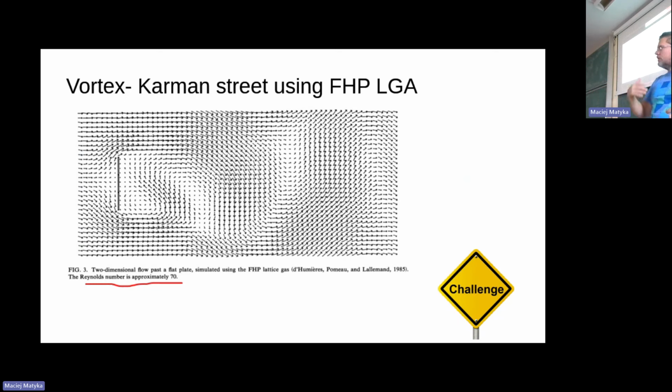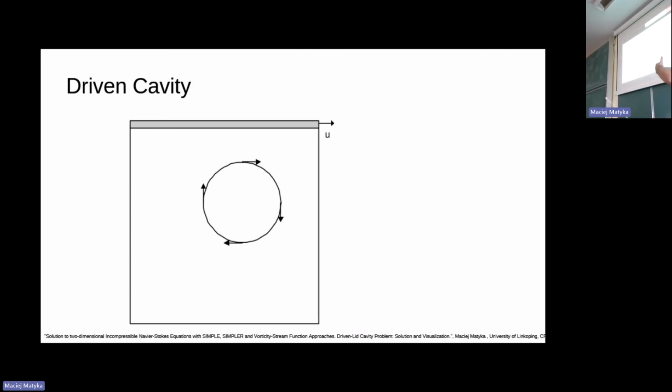You can also take an average in time, and then you get a velocity which is small, and then you can basically see the macroscopic solution. Okay, this is one of the challenging flows. The other is driven cavity.